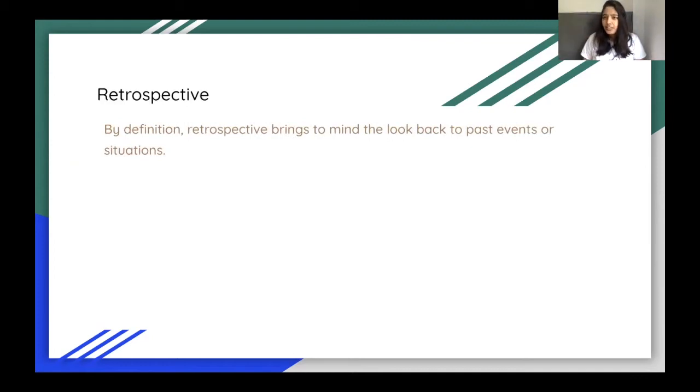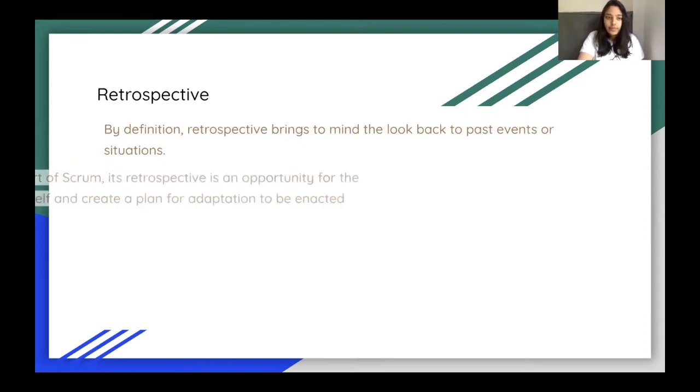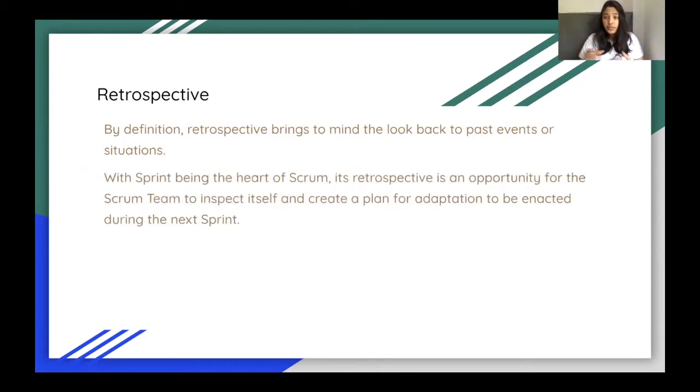What does retrospective mean? By definition, it just means you look back at past events or a past occurrence and see, okay, what happened, and you just analyze it, right? It's pretty much the same thing, but in the context of Scrum, we call it a sprint retrospective. Now, why sprint? Because sprint is like the heart of the Scrum process, right? Heart.